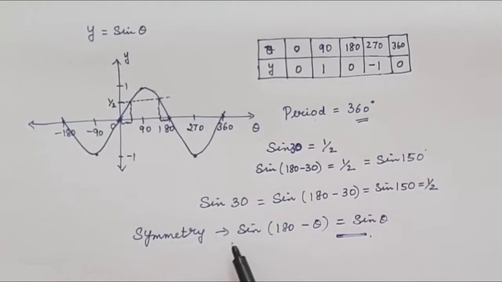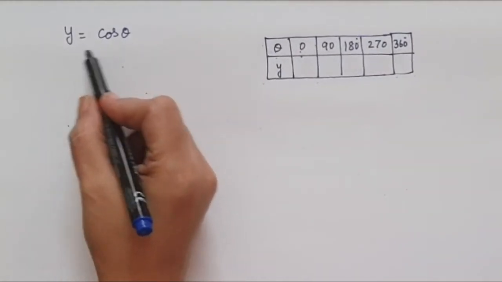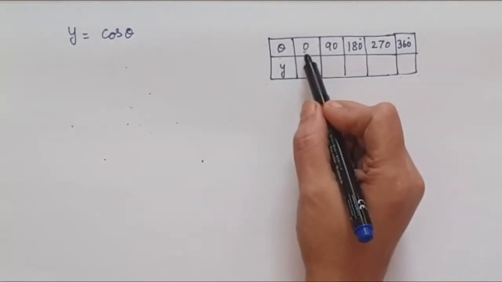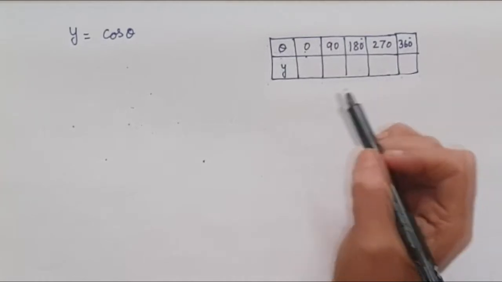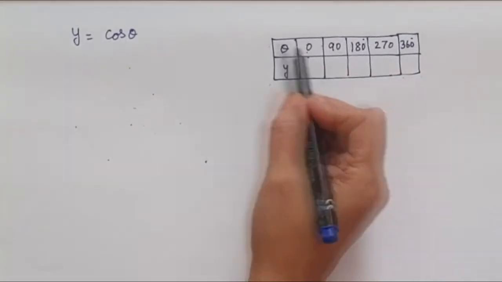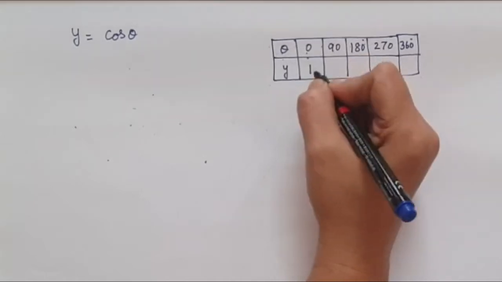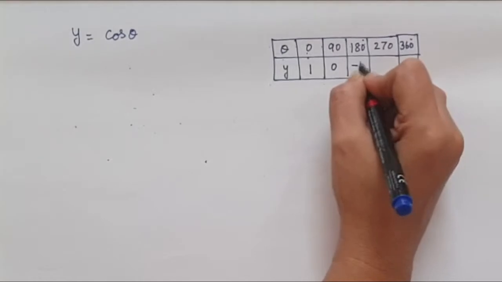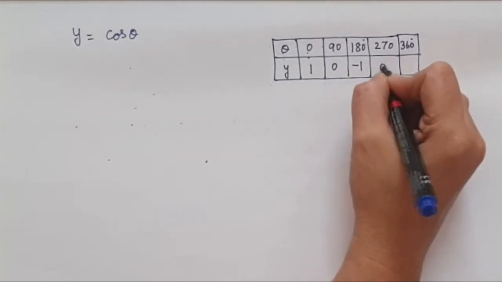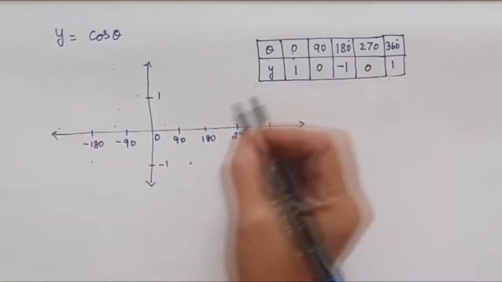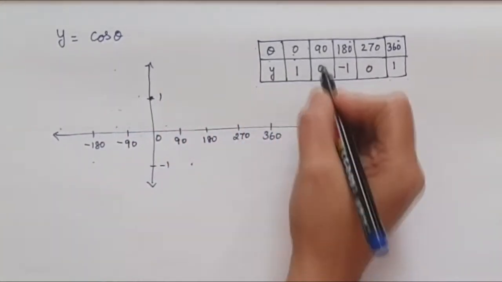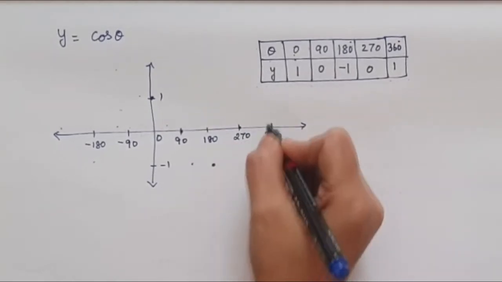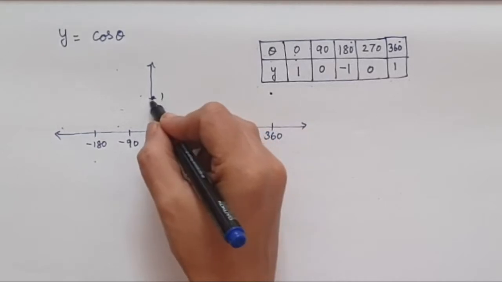Now we'll see the cos curve. We'll draw the graph of y equal to cos theta. As we took for sine, we have taken all the values for theta as 0, 90, 180, 270 and 360. We'll substitute these values. Cos 0 is 1. Then cos 90 is 0. Cos 180 is minus 1. Cos 270 is 0. Cos 360 is 1. Let us plot these points: 0 and 1, then 90 and 0, 180 and negative 1, and 270 and 0, 360 and 1. So our graph is like this.